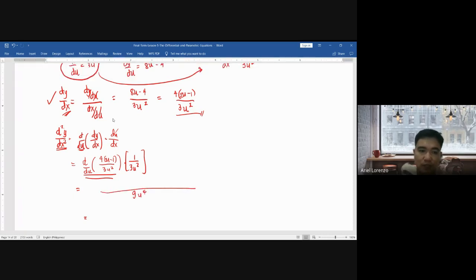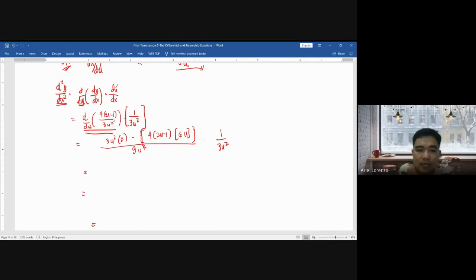Kaya second derivative, 9u to the fourth, law, derivative ni high is 8u. So 4 times 2 is 8 lang, 8. Minus high, 4, 2u minus 1, times derivative ni law, 6u. Sakto ba? 6u. Okay, times 1 all over 3u squared. Okay? So, maging 8, 16, 24, u squared minus 4 times 2u is 8u times 6u. Ilan yon? 4 times 2 times 6, that is 48.